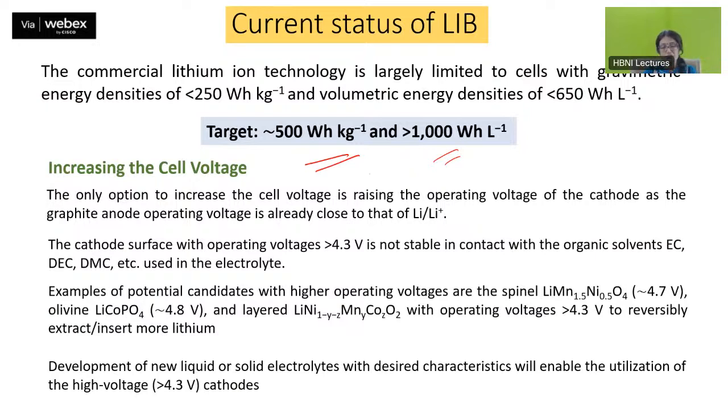So there are different potential candidates which have been identified, which have higher operating voltages, and these are spinels like LiMn1.5Ni0.5O4, which has an operating voltage of around 4.7 volts. You have olivine lithium cobalt phosphate at around 4.8 volts, and there are of course the layered NMC kind of cathodes which have an operating voltage of greater than 4.3 volt, and which are able to reversibly extract and insert more lithium. And of course, another way of increasing the cell voltage is definitely you have to work more and more on the electrolytes, new liquid or solid electrolytes, which will be able to withstand the high voltage cathodes.